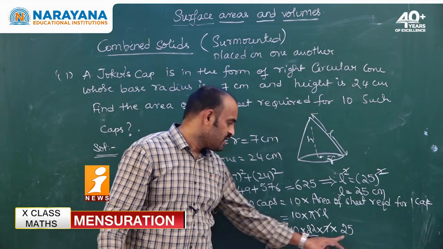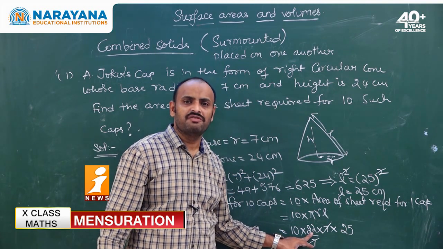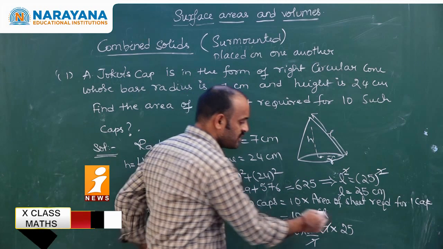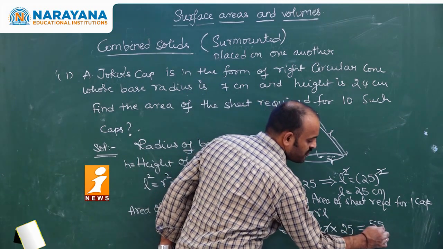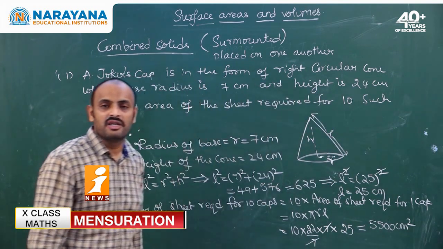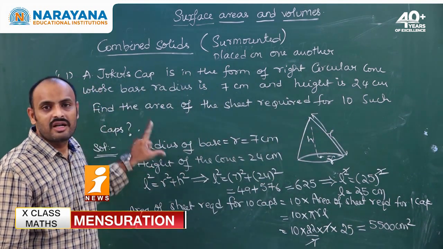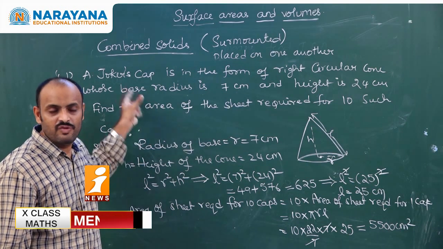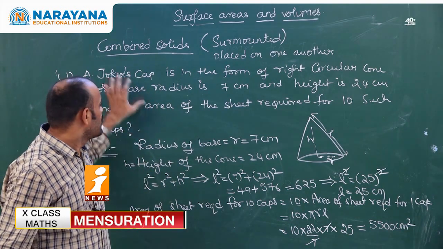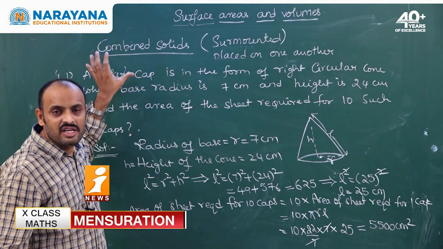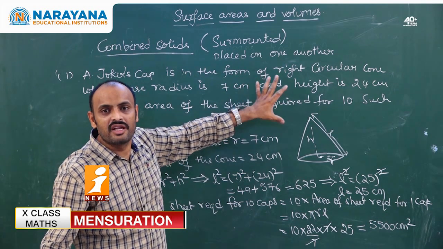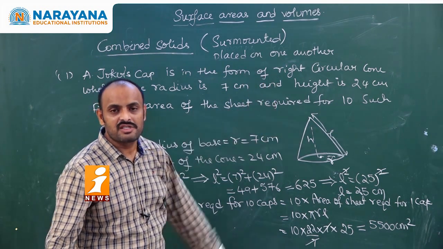Now multiplication. 25 into 22, 550. Into 10, 5500. Therefore, 5500 centimeter square of sheet area is required to make 10 such caps. So when an individual solid is given, this is how we do it. A Joker's cap is given means if they ask you to find the area, we need to find the curved surface area.